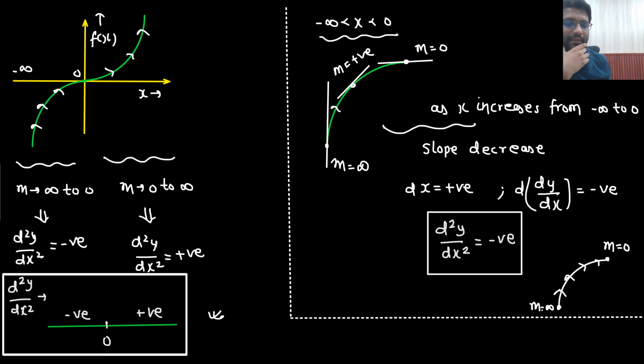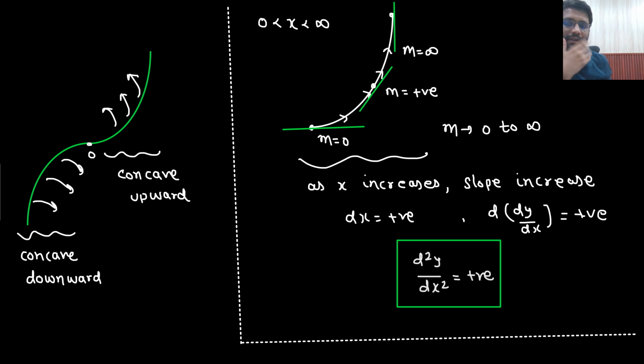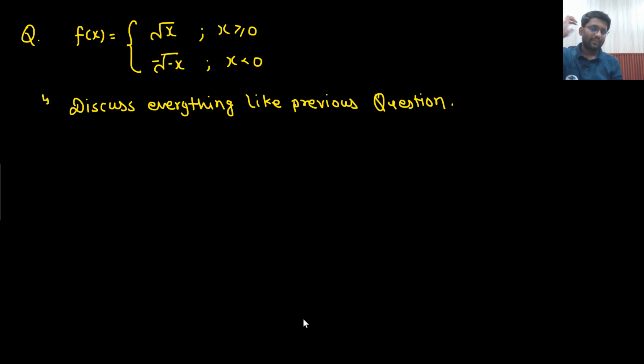Right? Understandable? Okay. Well and good. Shall we comment more or shall we move to the new example? We can move to the new example here. Let's move to this example: under root x for x greater than 0 and minus under root minus x for x less than 0.